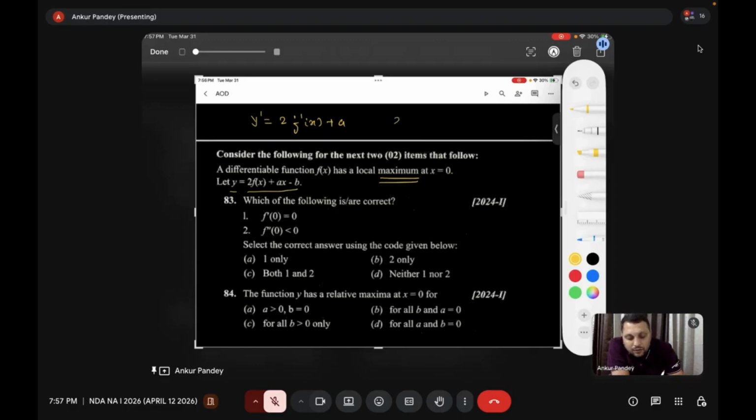And it is given that 2f dash 0 at x equal to 0, it will be 0 plus a is equal to 0. Yes or no? Clear? Right?